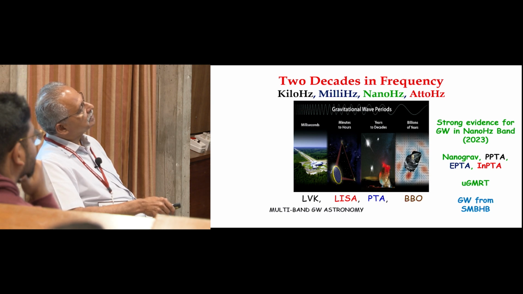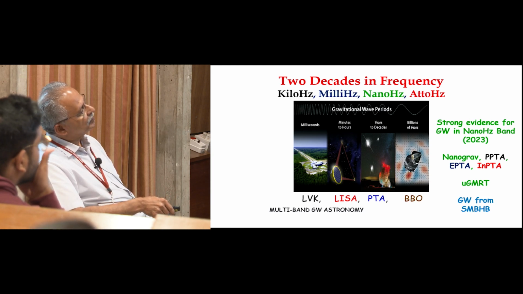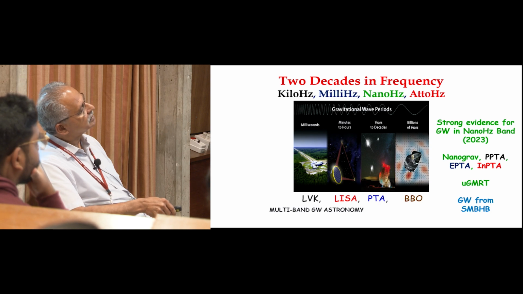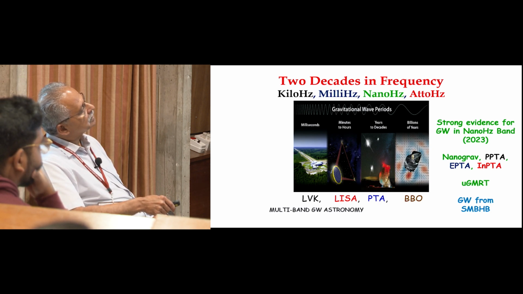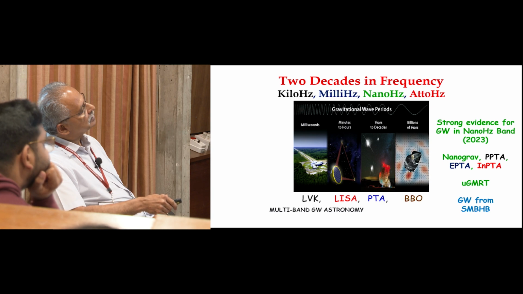So, for example, in 2023, in the nanohertz range, detectors called pulsar timing arrays said that there is strong evidence for gravitational waves coming from supermassive black hole binaries. So this is something where there is a kind of signature, not definitive, but evidence for that.